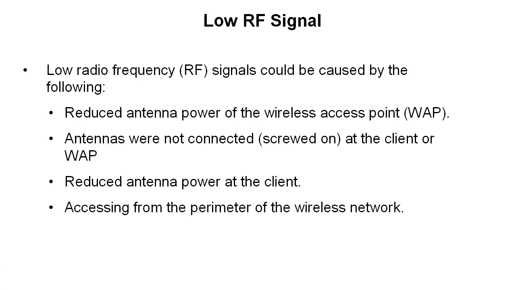Then watch for whether you're accessing from the perimeter of the wireless network. The lower the radio signal at the WAP, the smaller the network will become. So the perimeter actually gets closer to the wireless access point. So you want to watch what your distance is and compare that to what the transmit power is of the wireless access point. And then finally, interference.